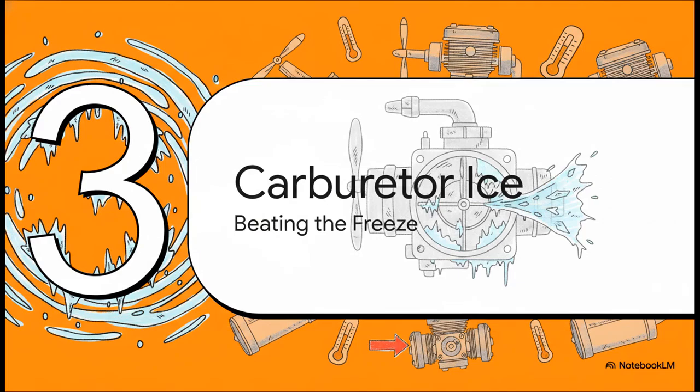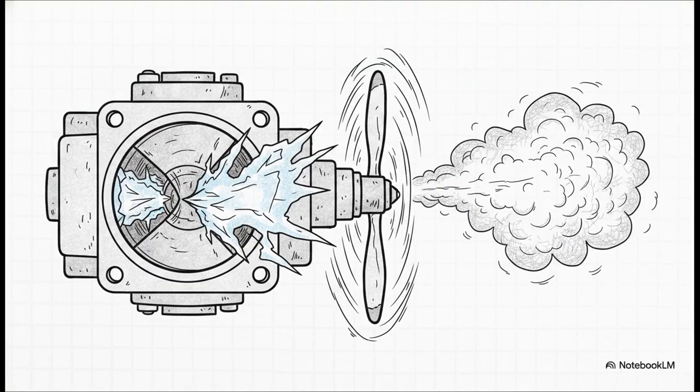All right, Section 3, beating carburetor ice. Let's shift our focus from the wings outside to the engine inside and introduce a silent, freezing killer: carburetor ice. So, inside the carburetor, fuel's mixed with air right before entering the cylinders. But physics kind of plays a trick on us here. The vaporization of that fuel, combined with low pressure on the carburetor throat, causes a massive sudden temperature drop.